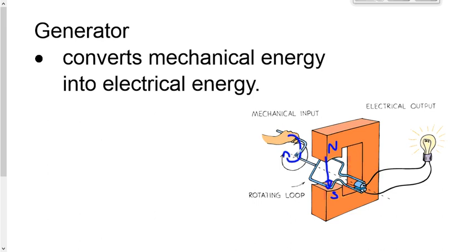Because of that rotation, because of that energy input, you're going to get electrical output. In this case, it would be an alternating current, unless you have a device called a commutator that would flip the circuit. But we'll talk about that a little bit later. So that's a generator, taking mechanical energy in and getting electrical energy out.